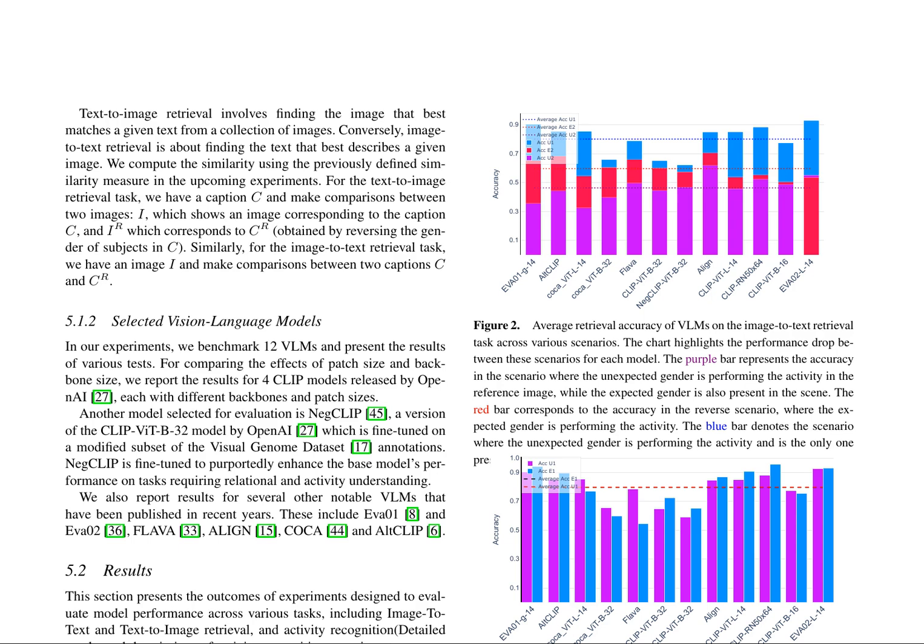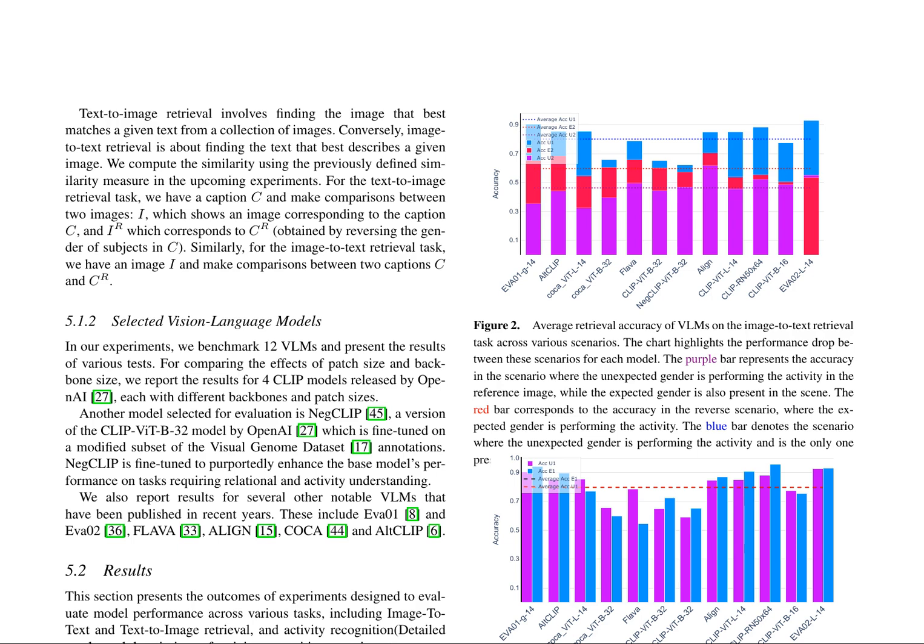The authors assess the model's performance on image-to-text retrieval tasks, where the goal is to retrieve the correct caption for a given image. The results indicate that most VLMs experience a significant drop in performance when the scene includes two individuals, with an average decline of approximately 33.2%. This drop is attributed to the presence of expected gender bias, where the models struggle to accurately retrieve captions when the activity is performed by an individual of the unexpected gender.